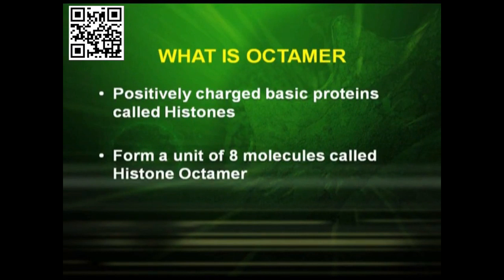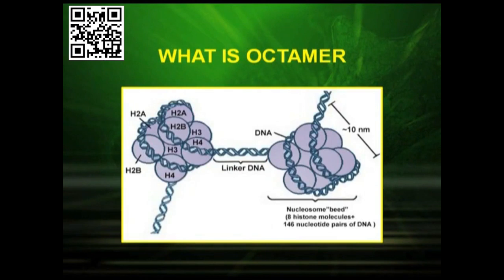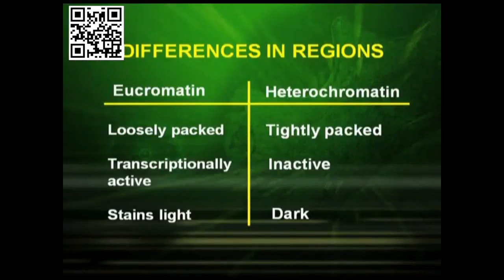These histone protein molecules are positively charged basic proteins. The DNA is wrapped around the histone octamer. These 8 protein molecules are H2A, H2B, H3 and H4, which are present in 2 copies each. Now, between 2 nucleosomes, there is a linker DNA, and that is how we get a beads-on-string structure. Now, there are 2 different regions in the chromosomes, the euchromatin and the heterochromatin.